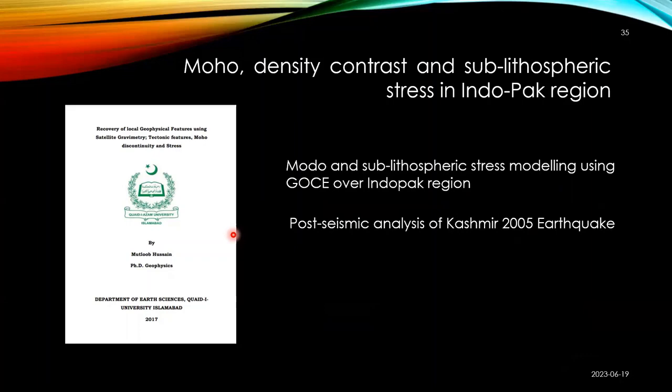And then we have focused on isostasy and determining the Moho from satellite gravimetry methods. Also, we have studied the Kashmir earthquakes, actually. So I will just give you one example of what we have done.